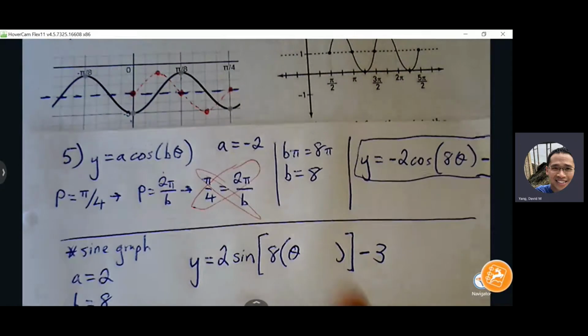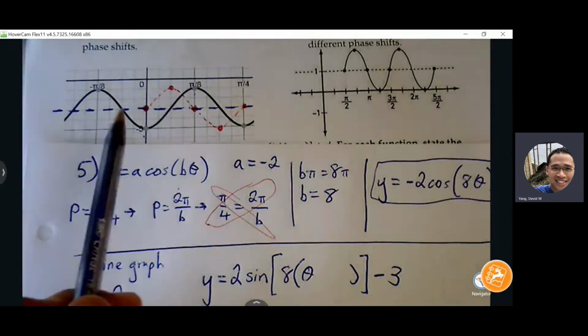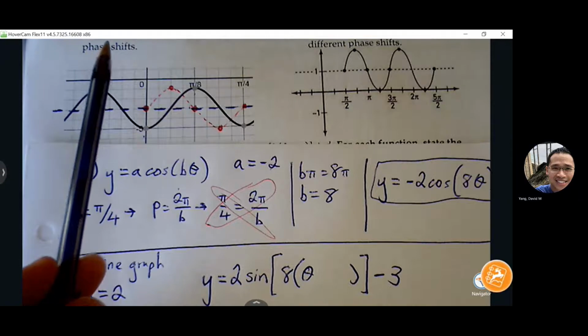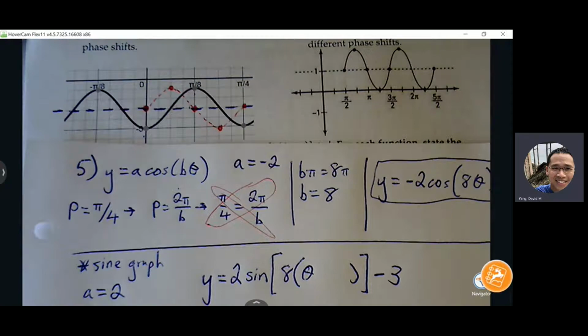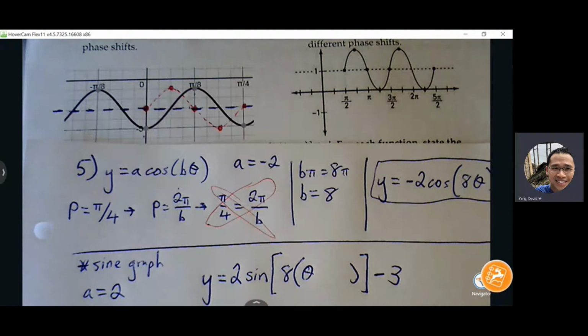Okay, so now the phase shift here. Remember, we're going from dotted line to solid line here. How far over am I moving to get that to click in place? Okay, let me ask you this. How many intervals am I moving over? One interval over. One interval over to the right. Right? Remember, you're moving the dotted line to the solid line. You're moving to the right.